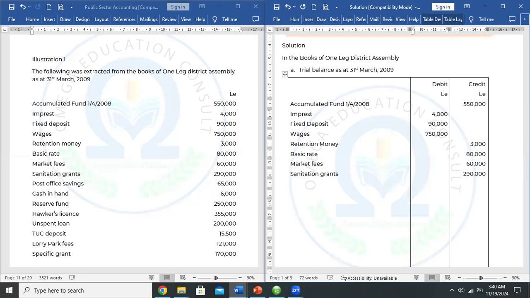Okay, I think we'll pick the last one, which is post office savings. I think this session is up, so let's rejoin the second session and deal with the remaining items. I'm really taking my time so that we'll appreciate the understanding of the concept. Okay, so let's meet in the next session.